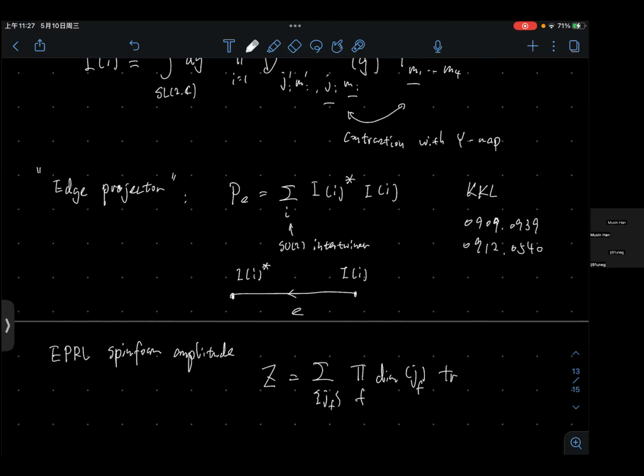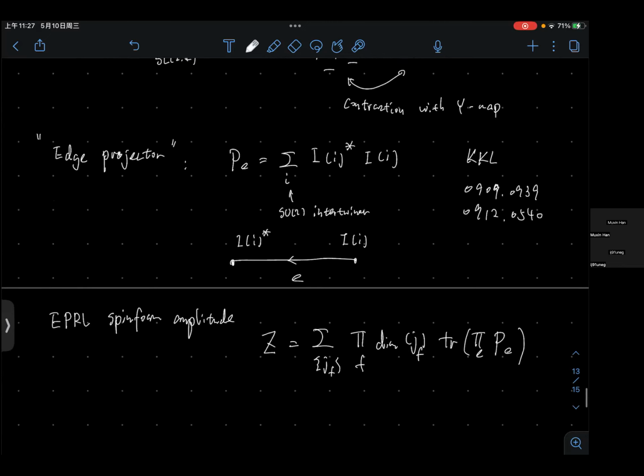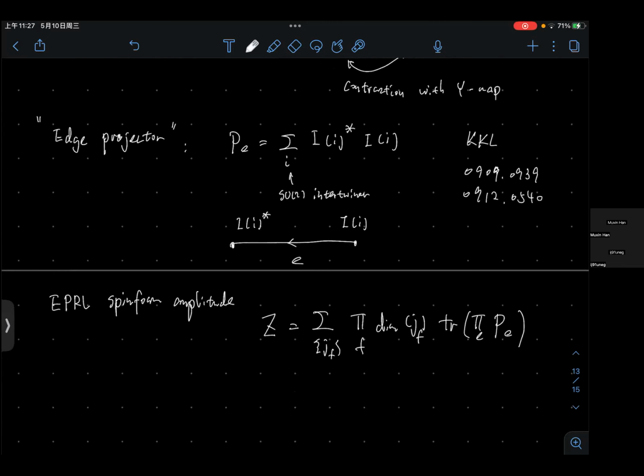JF, and write formally as a trace of all these edge projectors. Okay, so this is quite implicit. So to make it more explicit, let's go to a different representation similar to BF.